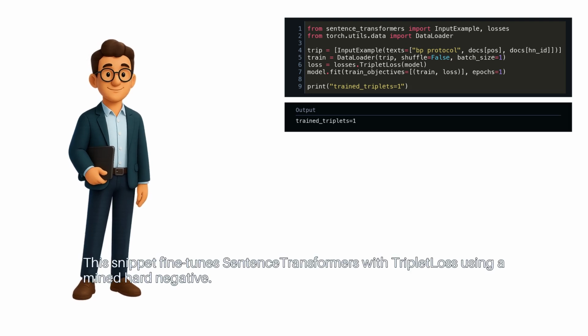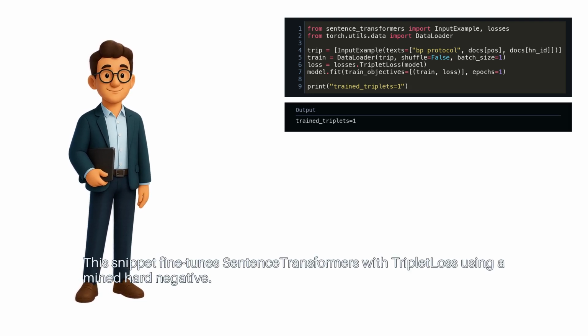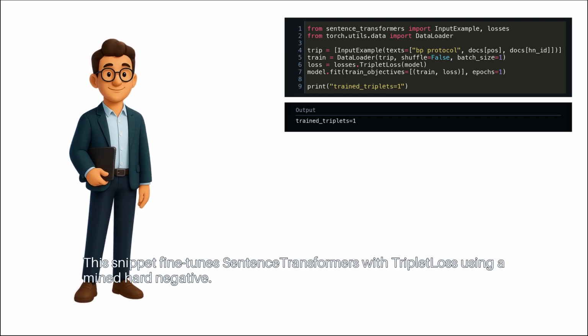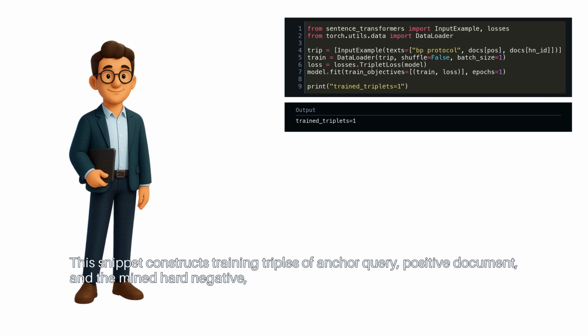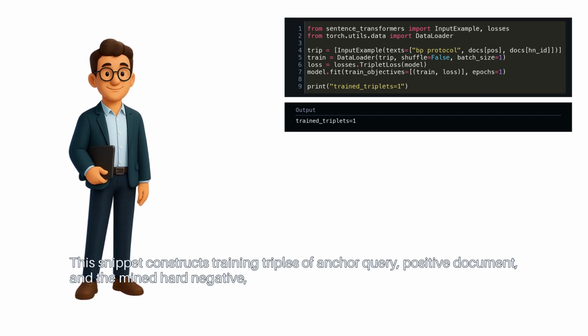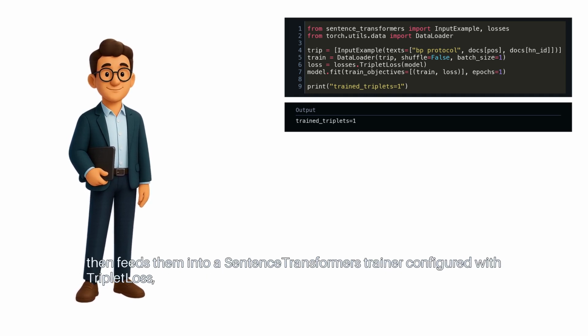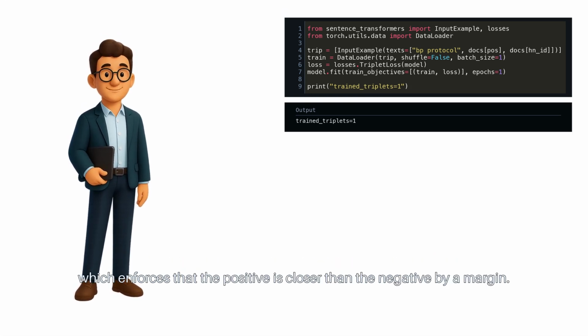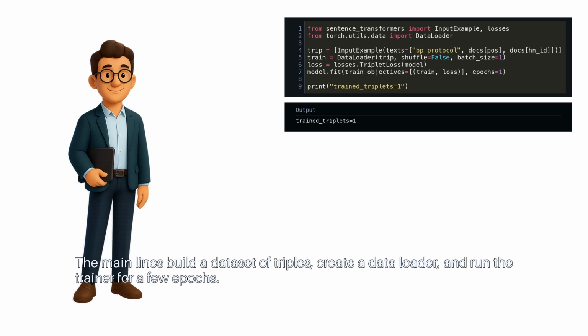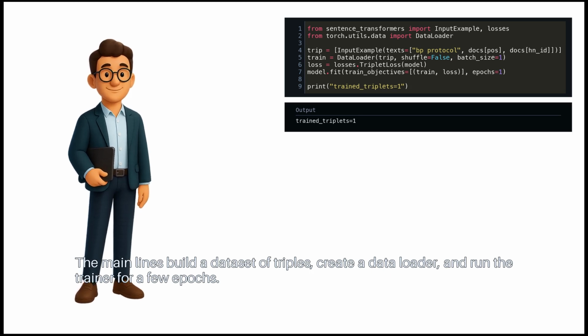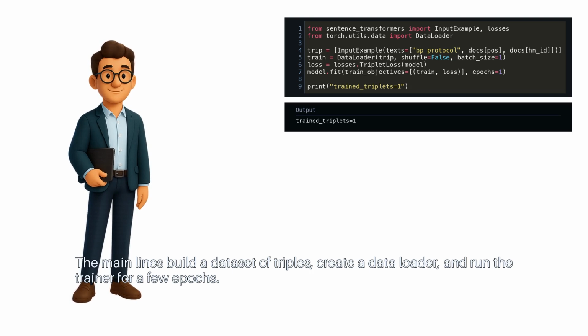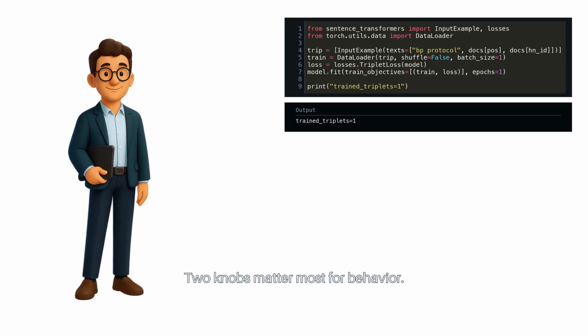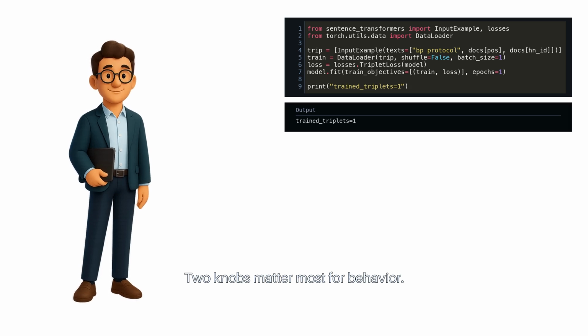This snippet fine-tunes SentenceTransformers with TripletLoss using a mined hard negative. This snippet constructs training triples of anchor query, positive document, and the mined hard negative, then feeds them into a SentenceTransformers trainer configured with TripletLoss, which enforces that the positive is closer than the negative by a margin. The main lines build a data set of triples, create a data loader, and run the trainer for a few epochs. Two knobs matter most for behavior.